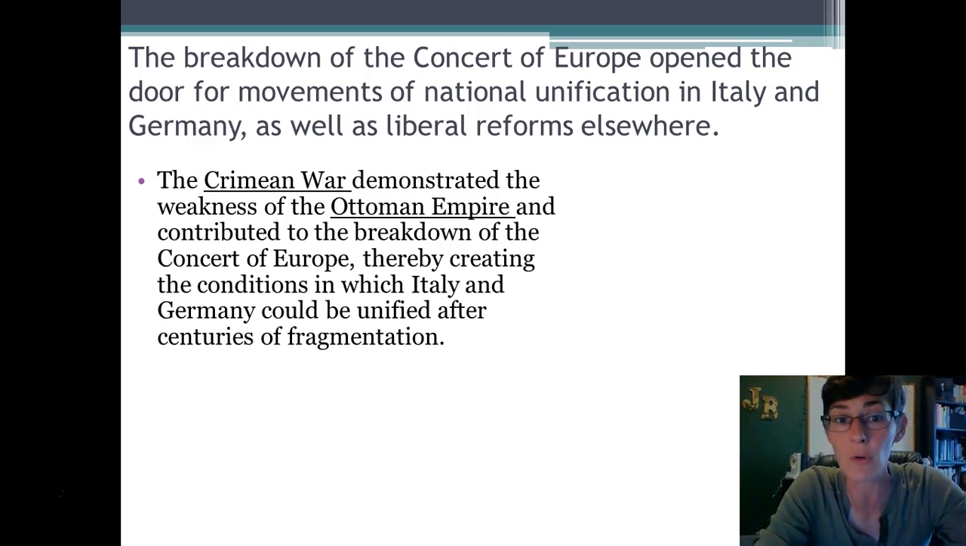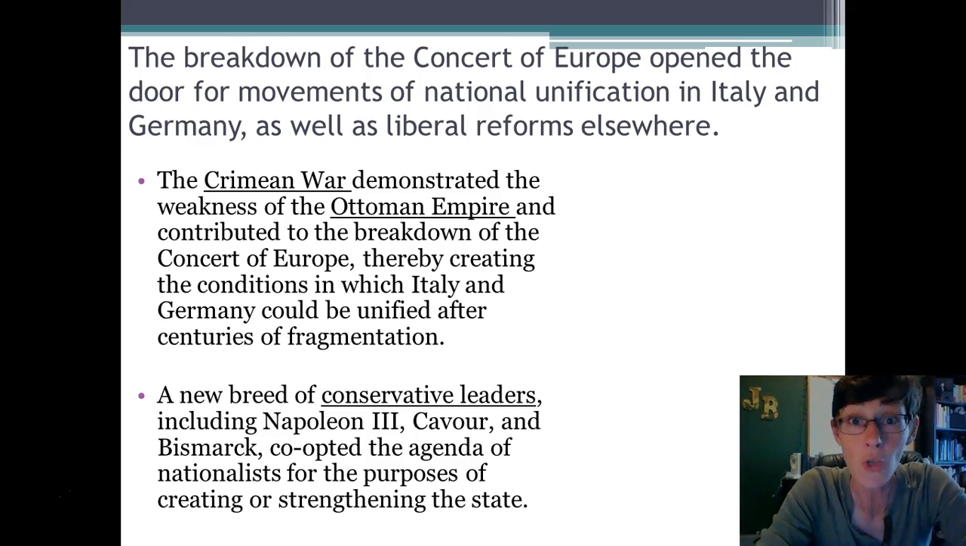The Ottoman Empire, as we know, of course, would end during World War I, but the Crimean War was a death blow to the Ottoman Empire. And this contributed to the breakdown of the Concert of Europe, thereby creating the conditions in which Italy and Germany could be united after centuries of fragmentation. Also, a new breed of conservative leaders, Napoleon III, Napoleon's grandson, Cavour, and Bismarck, co-opted the agenda of nationalists for the purposes of creating or strengthening the state. Okay, so you need to understand where these leaders come from, all right, which countries they were in charge of.